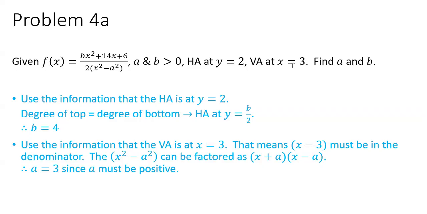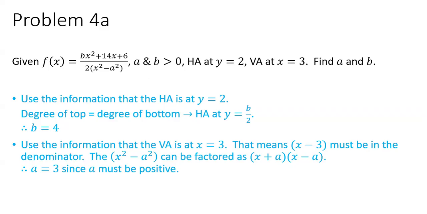Okay, now let's use this other piece of information. Vertical asymptote at x is equal to 3. That means there's probably going to be an x minus 3 on the bottom. Okay, this x squared minus a squared factors as x plus a, x minus a. Okay, so that means a is 3. So from here, a could be plus or minus 3. Okay, but they tell us a and b are positive. So we say that a is 3.